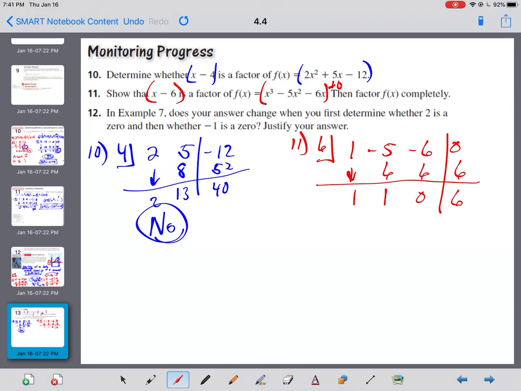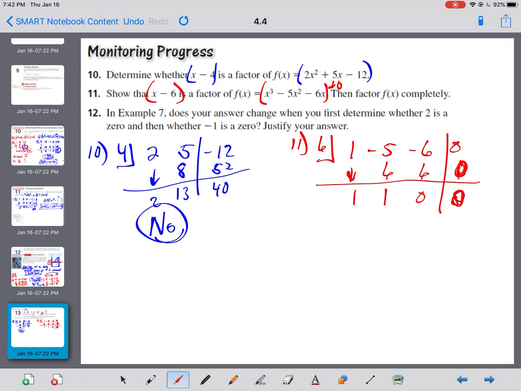Now we'd expect that if it was a factor, then we would have to factor it completely. So let's make sure that I did all that right. To the third, to the second, to the first, to the nth. X minus 6, opposite to get out. A 1, a -5, a -6, and a 0. Drop the 1. 1 times 6 is 6. -5 and 6 is 1. 6 times 1 is 6. -6 and 6 is 0. 6 times 0 is, haha, there's a math problem, 0. See, it happens to everybody. Just go back and check your work. They said factor completely, so I'm going to assume I have to do it.